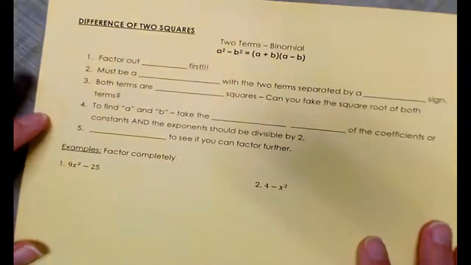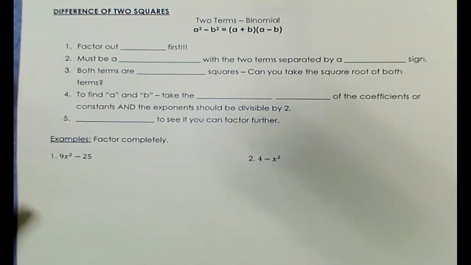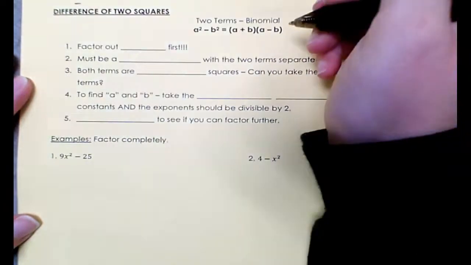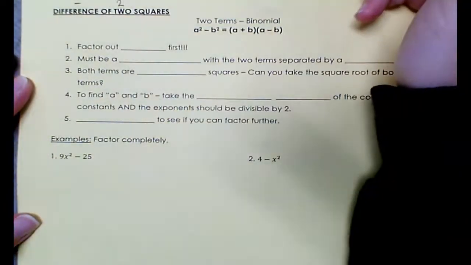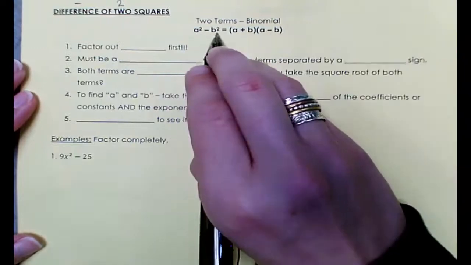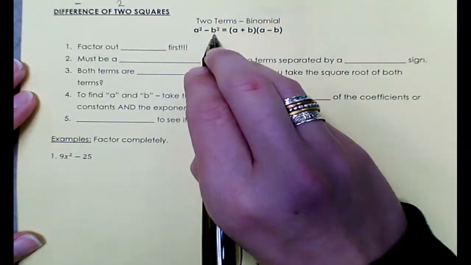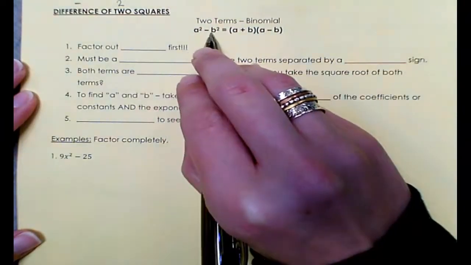The next page starts to help us answer our second essential question, which was, how do we factor using the difference of two squares? So when I say difference of two squares, difference means subtraction. Two means there's going to be two of these things. And squares means perfect squares, things that are squared. So it's going to end up looking kind of like this. It's two terms, it's a binomial, and it's going to have something squared minus something squared.